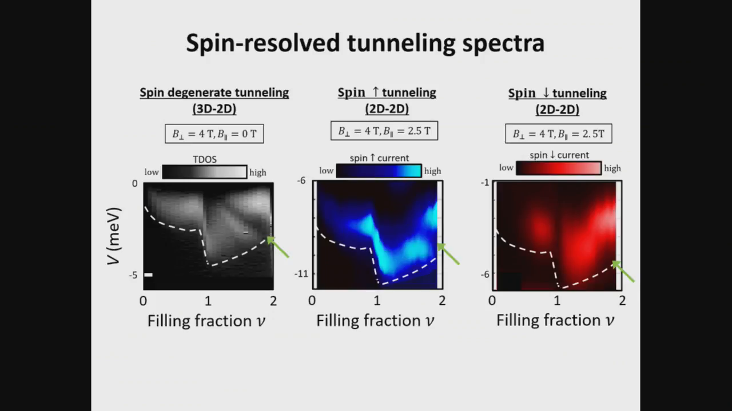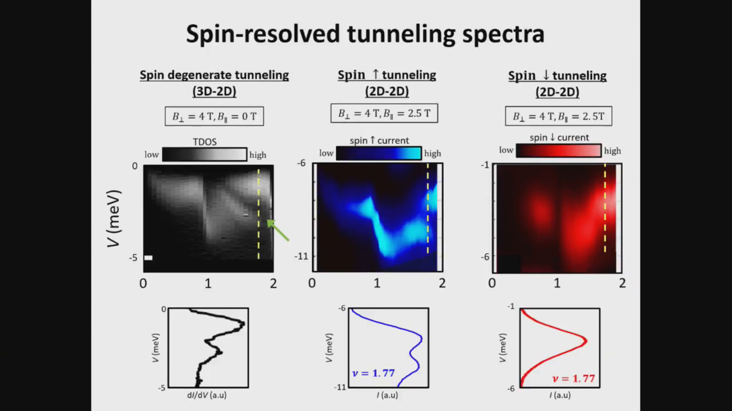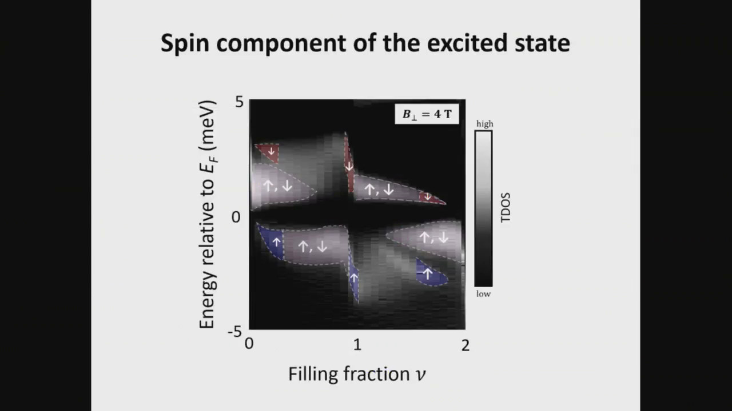The main difference between spin-up and spin-down is that this double peak structure is only present in spin-up tunneling. For example, if you look at the line cut taken near filling factor 2, there is the double peak structure in spin-up tunneling, whereas there's only a single peak in spin-down tunneling. Based on this result, we can assign the spin indices to the excited states of the quantum Hall system. For example, at filling factor 1 and low density, the occupied states are up-spin polarized. At intermediate density near filling factor 2, there are two branches, where the lower band corresponds to the spin-up state.